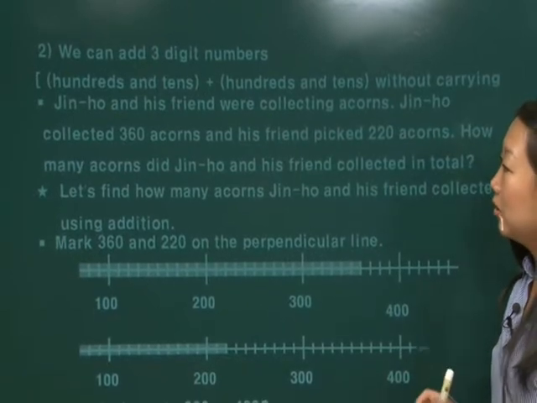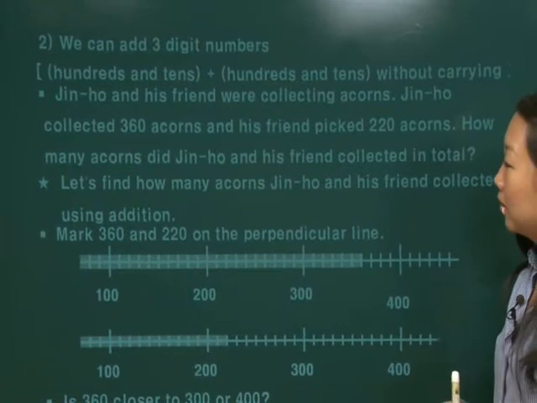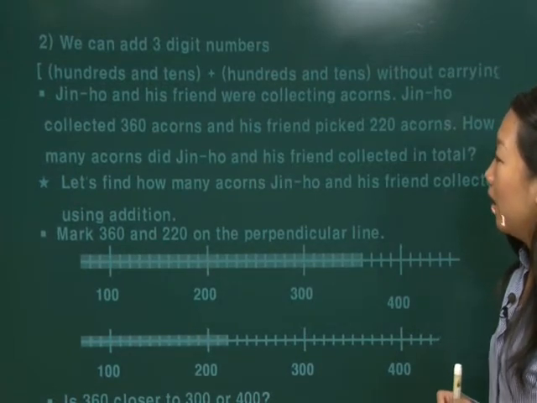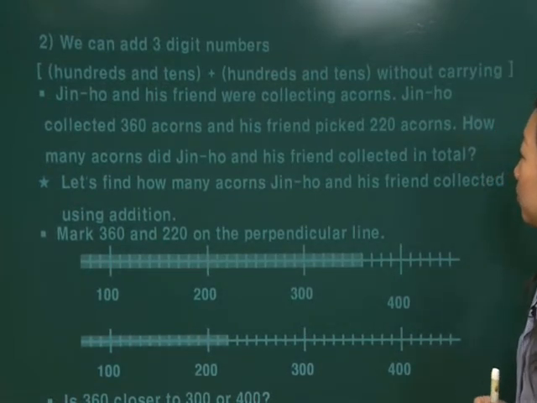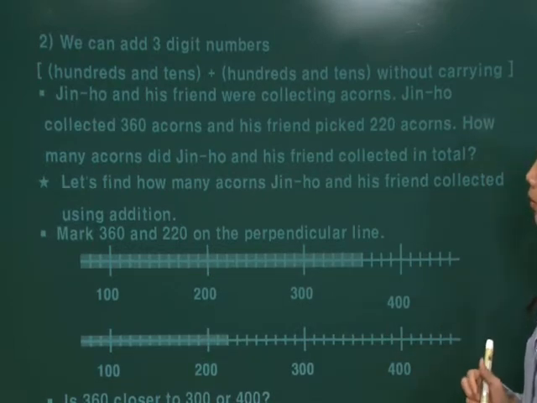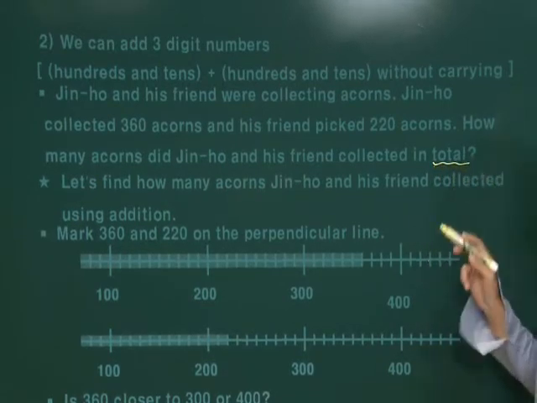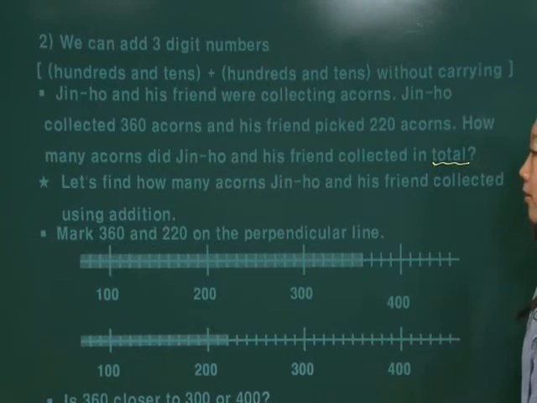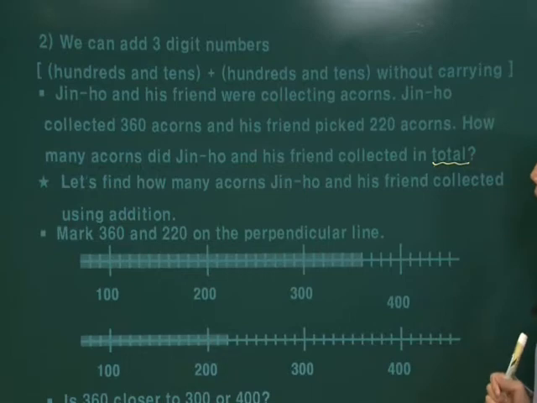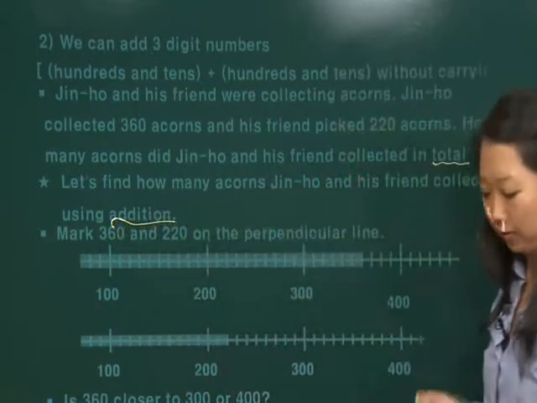It says Chino and his friend were collecting acorns. Chino collected 360 acorns and his friend picked 220 acorns. The question is, how many acorns did Chino and his friend collect in total? Again, the keyword here is total. It says, let's find how many acorns Chino and his friend collected using addition. So what are we going to use? We're going to use addition to solve this problem.